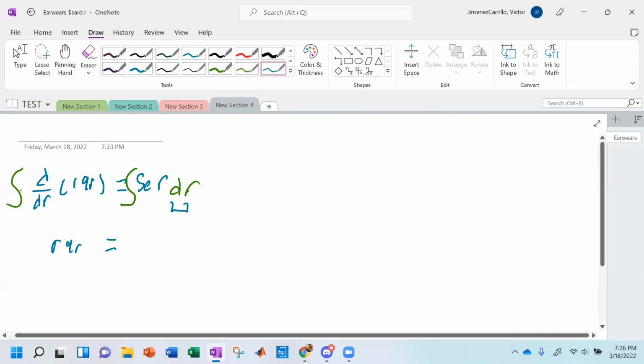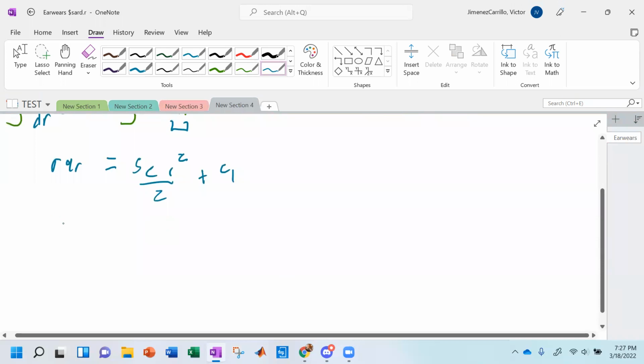So r, this derivative and this integral, they cancel. You get r q_r, and we're all engineers, it shouldn't be too difficult. S e r squared over 2 plus C1. Okay, we're almost there. Let's get our q_r by itself. q_r is equal to S e r divided by 2 plus C1 over r.